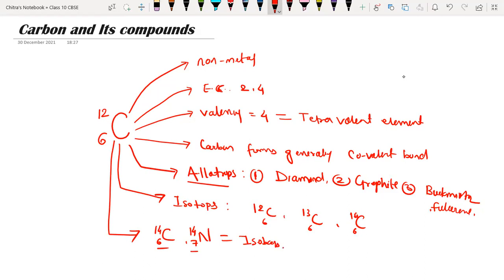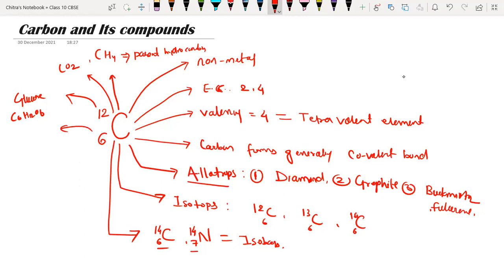The important carbon compounds that we have in our daily life are methane, also called the parent hydrocarbon. Then we have carbon dioxide, which is used by plants to perform photosynthesis. Then we have glucose, C6H12O6, which is the energy-providing nutrient. It is present everywhere, in protein, nucleic acid.